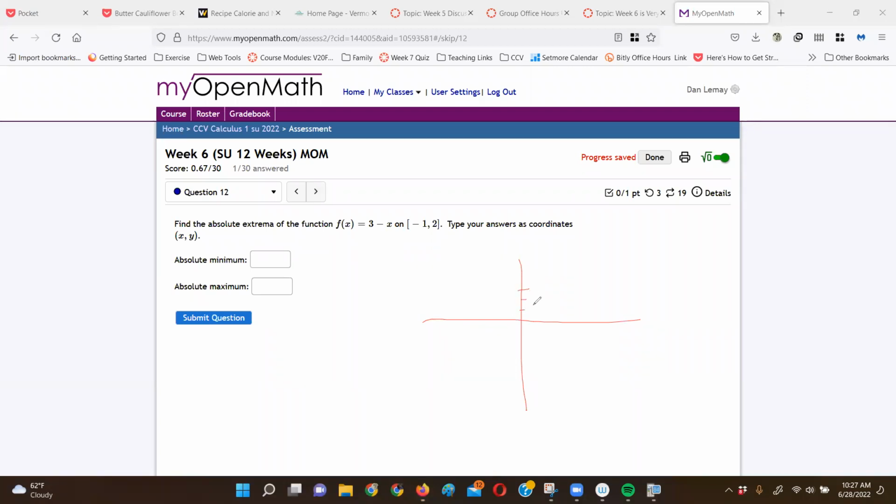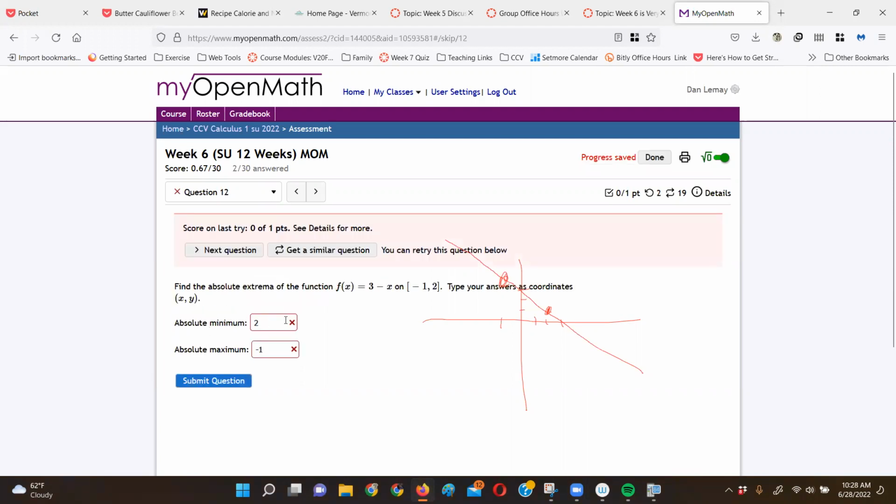One, two, three. It's more or less that line. And at -1, it's up here. At +2, it's down here. We can see the maximum happens at -1. So the absolute minimum happens at 2, the endpoint, and the maximum happens at -1. And I'm sure I'm right.